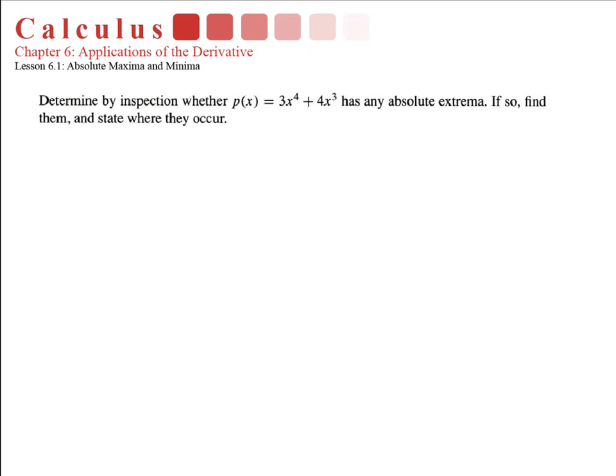Determine by inspection whether p of x equals 3x to the 4th plus 4x cubed has any absolute extrema. If so, find them and state where they occur. Well, this is going to be easy. p of x is a polynomial. Not only that, it's even, so the end behavior has to be the same on both ends. The leading coefficient is 3, which is positive. So that means that the limit in both cases, as x goes to negative infinity and positive infinity, is positive infinity. So this function goes up at both ends, which means that this polynomial absolutely must have an absolute minimum.